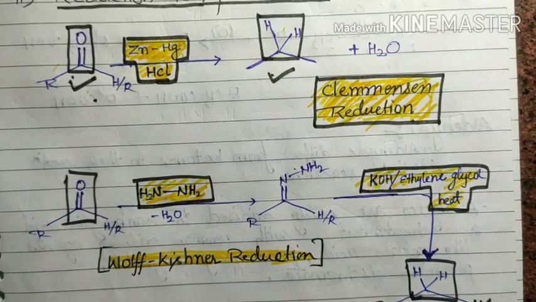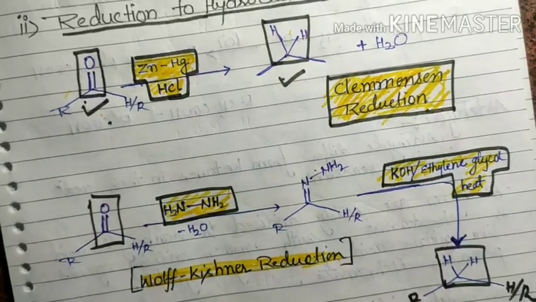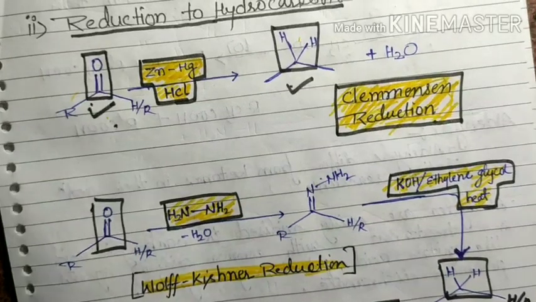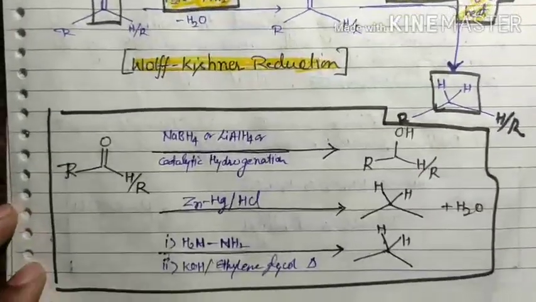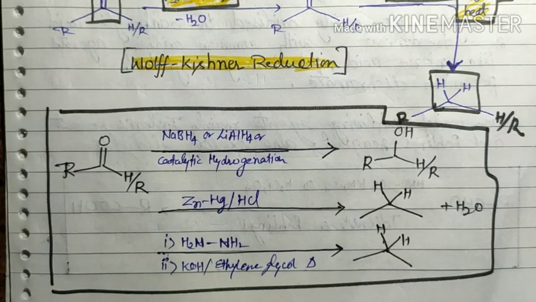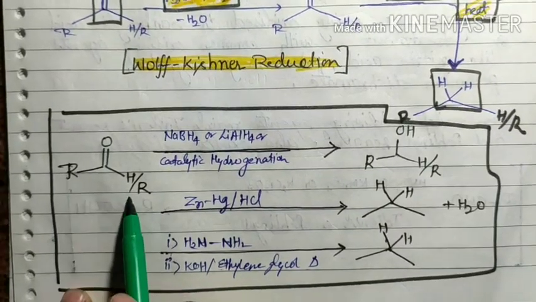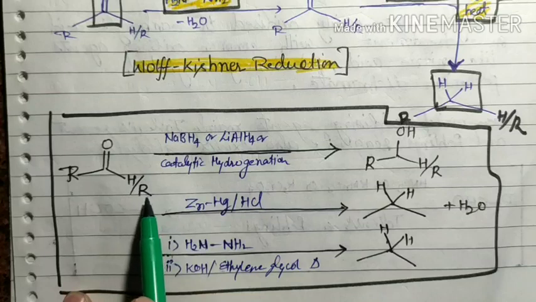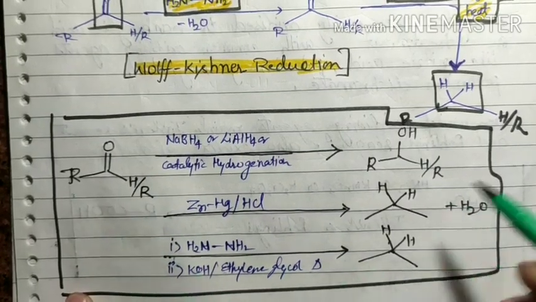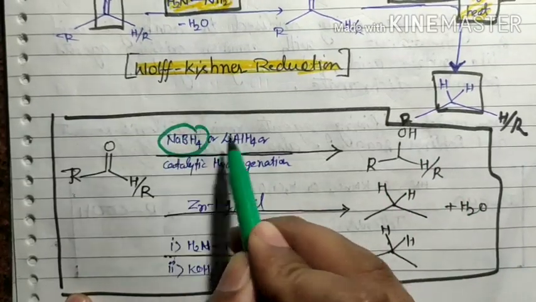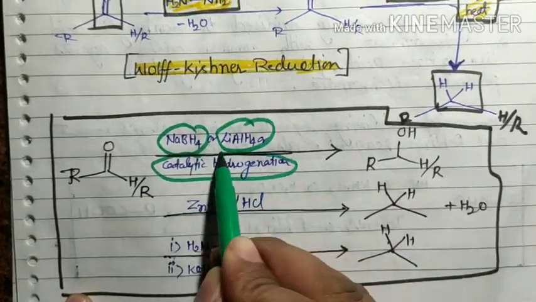Next one is reduction of aldehyde or ketone, and all the points discussed above are summarized here. Look at this: aldehyde RCHO or ketone is reduced to the corresponding alcohol with NaBH4, lithium aluminum hydride, and catalytic hydrogenation.